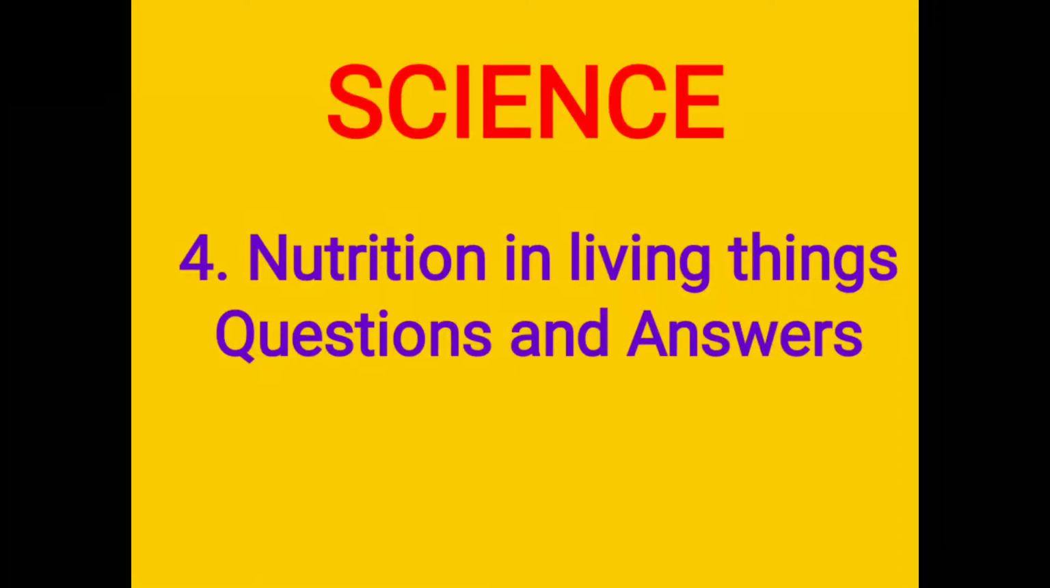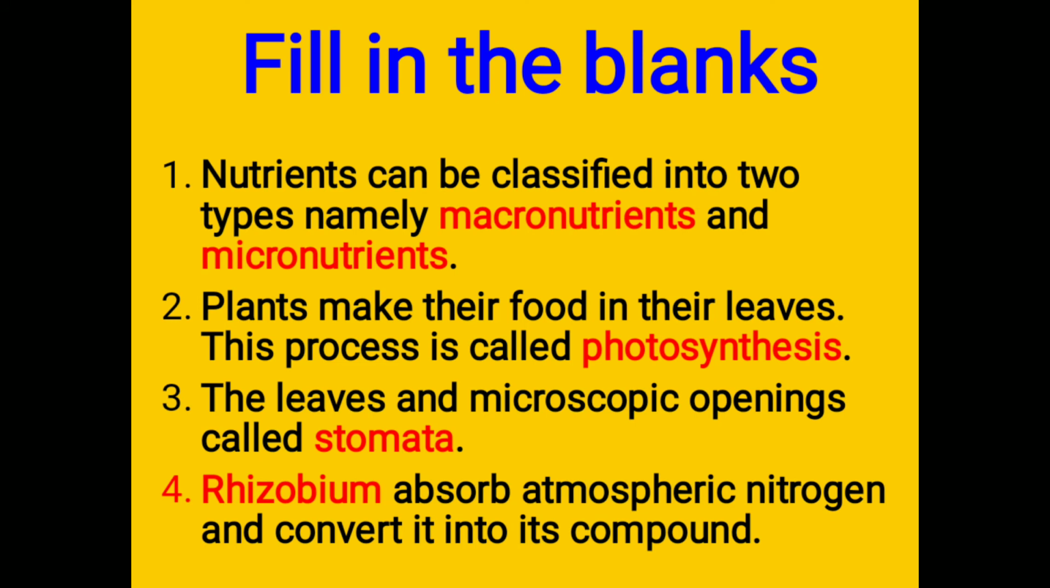Standard 7 Science, Lesson number 4, Nutrition in Living Things, Questions and Answers. Fill in the blanks. Number 1, nutrients can be classified into two types, namely macronutrients and micronutrients.